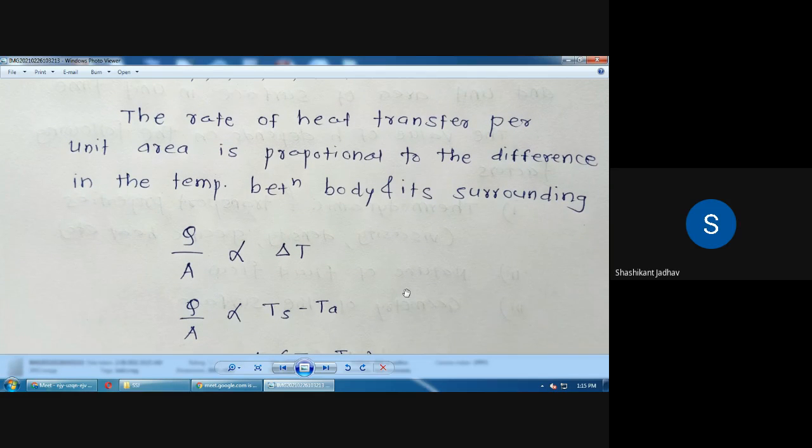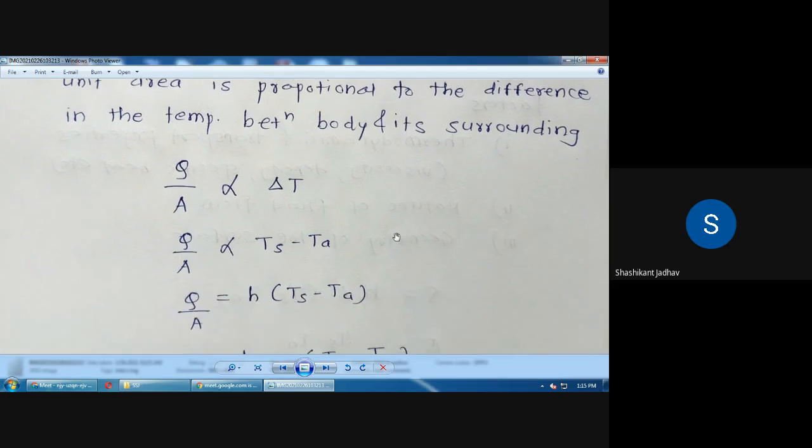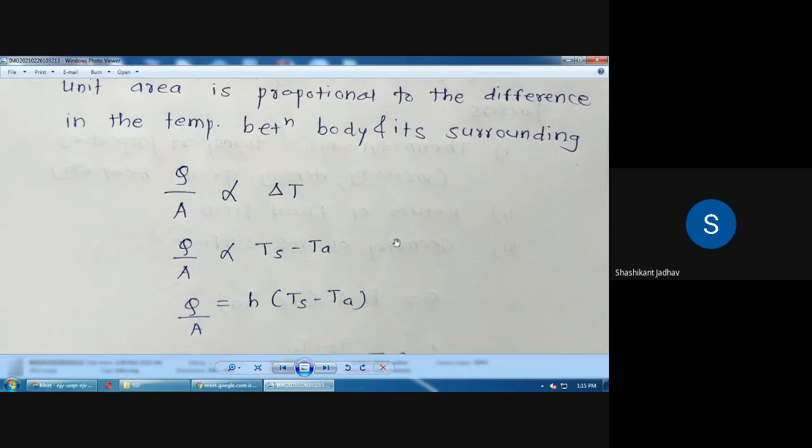Our aim is to remove this proportionality sign. For that we have to consider a proportionality constant. In this case, heat transfer takes place because of convection, so we have to take the constant which is related to convection. So Q by A is equal to what? H into Ts minus Ta. That H is nothing but the convective heat transfer coefficient.